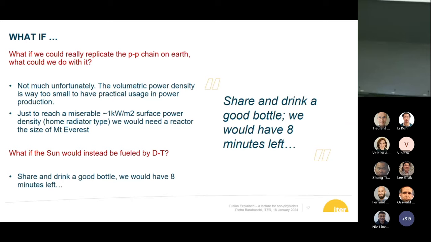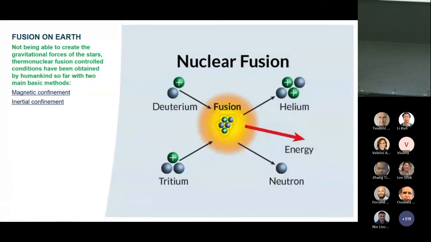Conversely, if the sun were fueled by deuterium and tritium, I think this would mean a quick end to Earth, because the power generated would be so high, so quickly, that it would explode. The sun would blow up. It would be too much. So now, how do we get nuclear fusion on Earth?